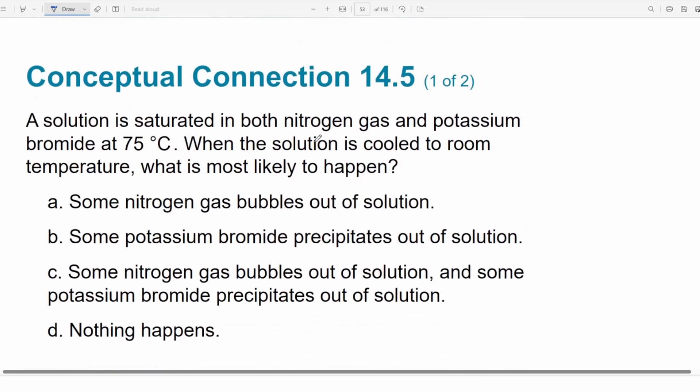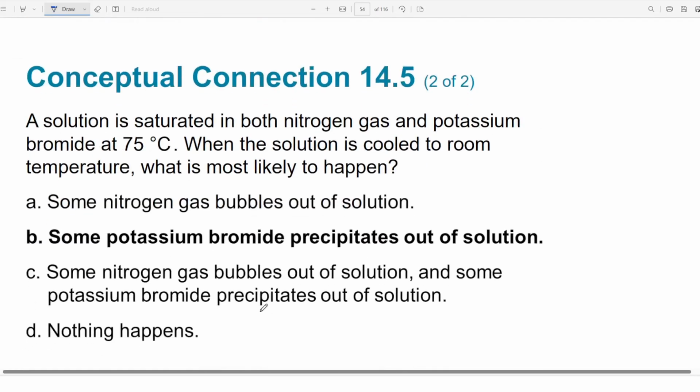A solution is saturated with both nitrogen gas and potassium bromide at 75 degrees C. When the solution is cooled to room temperature, what is most likely to happen? A. Some nitrogen gas bubbles out of solution. B. Some potassium bromide precipitates out of solution. C. Some nitrogen gas bubbles out of solution and potassium bromide precipitates out of solution. Or D. Nothing happens. Some potassium bromide precipitates out of solution because at colder temperatures, the nitrogen gas would be more stable.